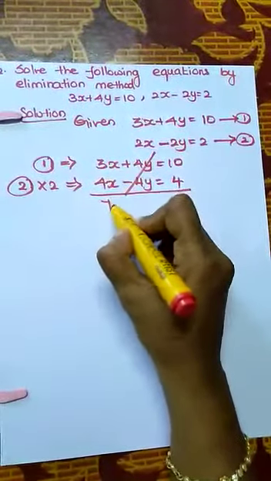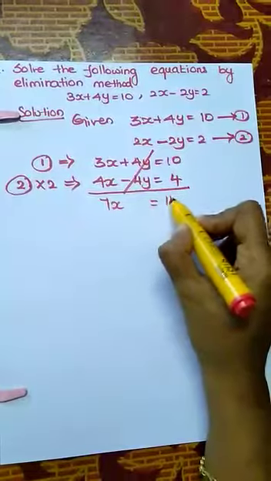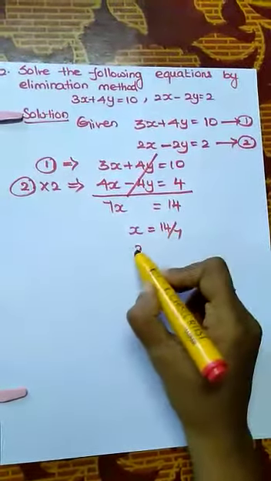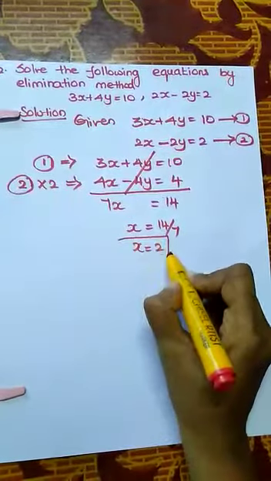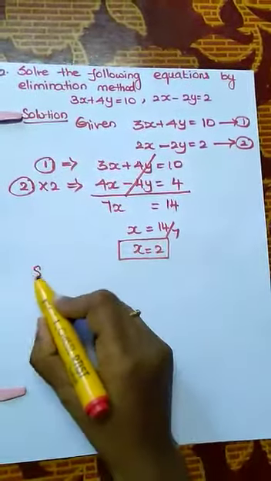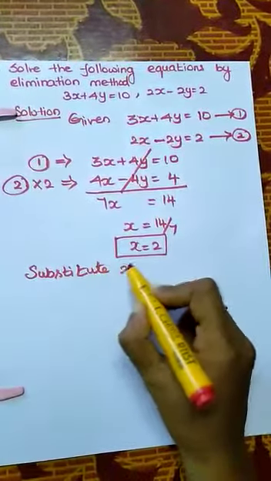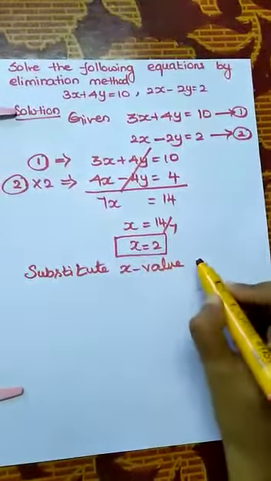3x plus 4x, 7x. 10 plus 4, 14. So x is equal to 14 by 7. So the answer is 2. Next we need a y value. So substitute the x value in any one of the equations.